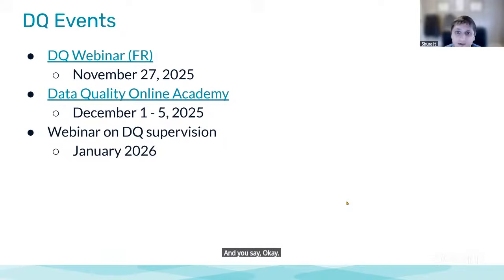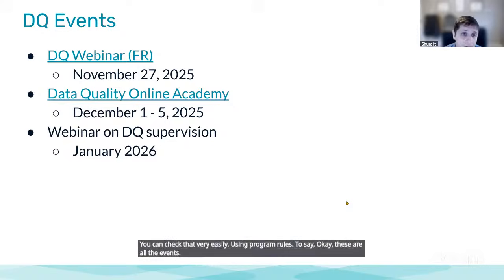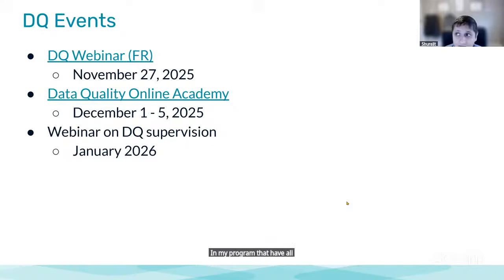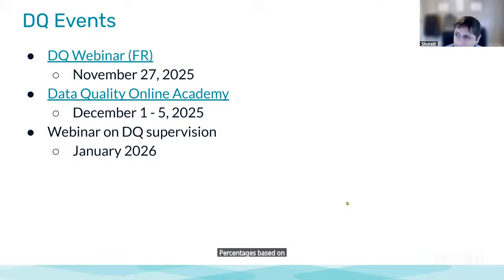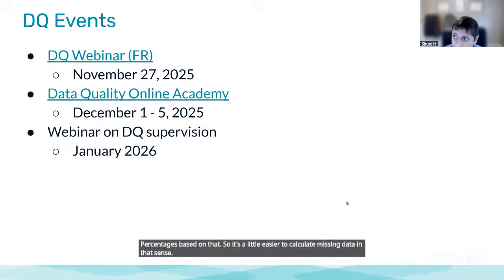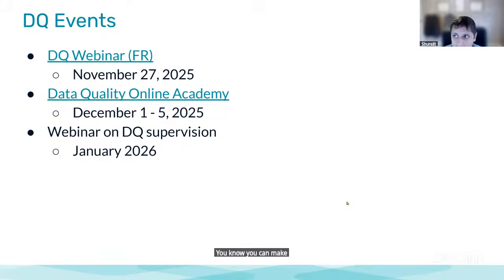every event should have these 10 variables filled in. You can check that very easily using program rules to say, these are all the events in my program that have all these 10 variables filled in, and these are all the events in my program that don't have these 10 fields filled in. And you can calculate percentages based on that. So it's a little easier to calculate missing data in that sense with a tracker program using program rules. You can make some simple rules to basically define this for you.